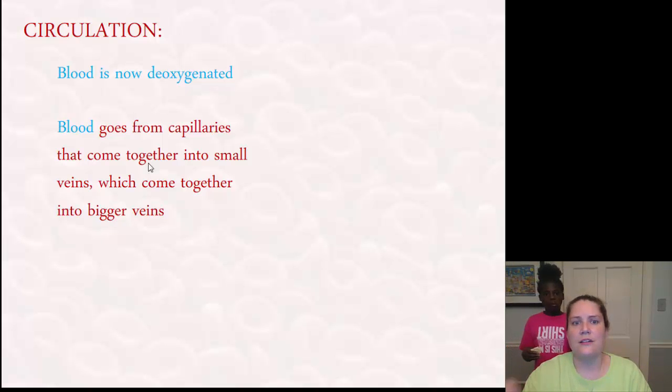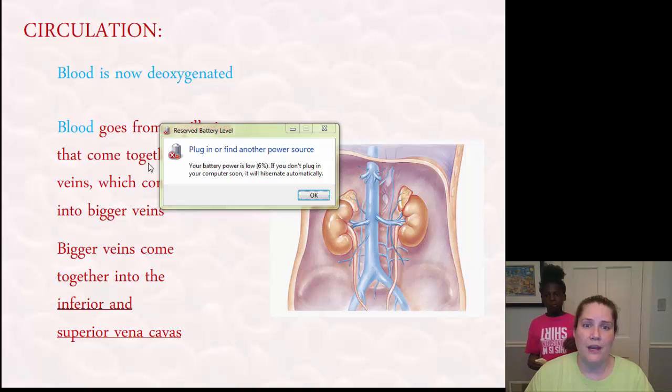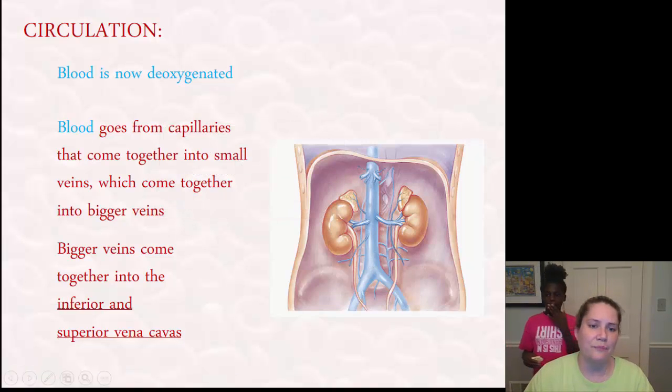That deoxygenated blood is going to go from the capillaries, come back together into veins, which are going to come back together into bigger veins. And they're going to come into these 2 main veins called the inferior and superior vena cava.